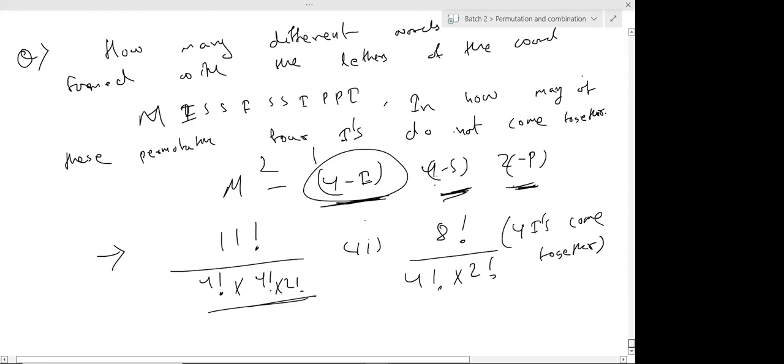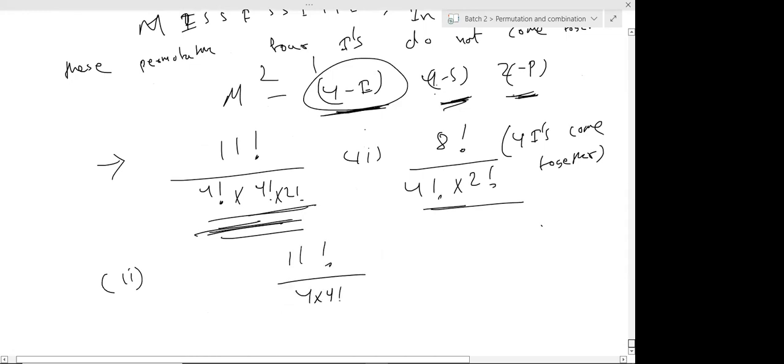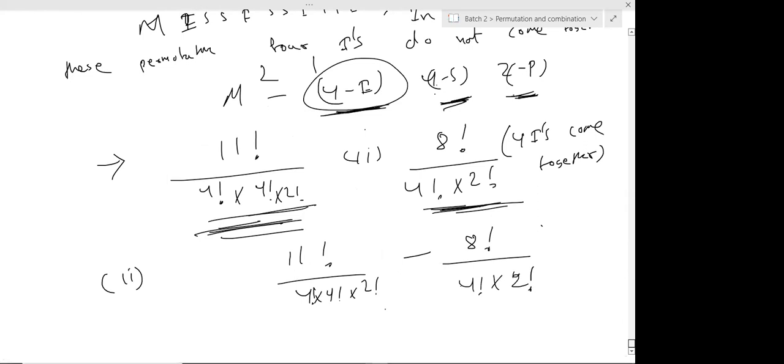But in the question they are asking 4 I's do not come together. So if I subtract this quantity from this quantity, I'll have the answer, right? This is total arrangements 11 factorial upon 4 factorial into 4 factorial into 2 factorial, minus all the permutations where 4 I's come together. So 8 factorial divided by 4 factorial into 2 factorial. Is it clear, everyone?